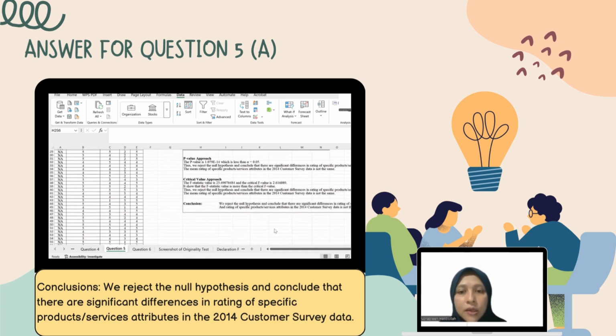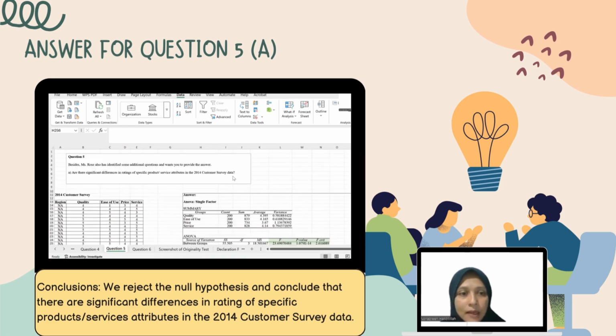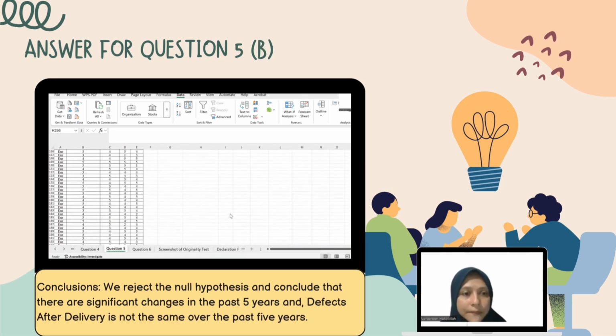As a conclusion, we reject the null hypothesis and conclude that there are significant differences in ratings of specific service attributes in the 2014 customer survey data. And rating of specific product and service attributes in the 2014 customer survey data is not the same. Next, we go to question B.